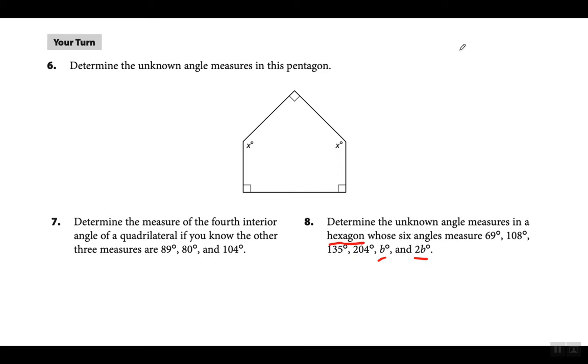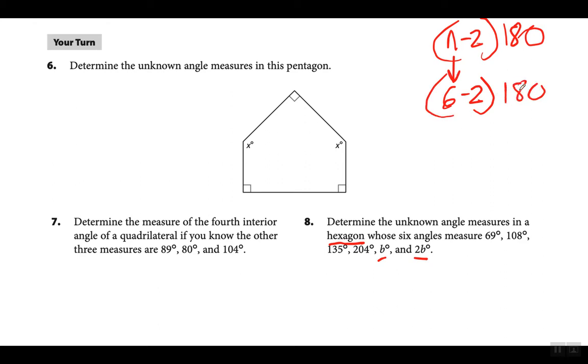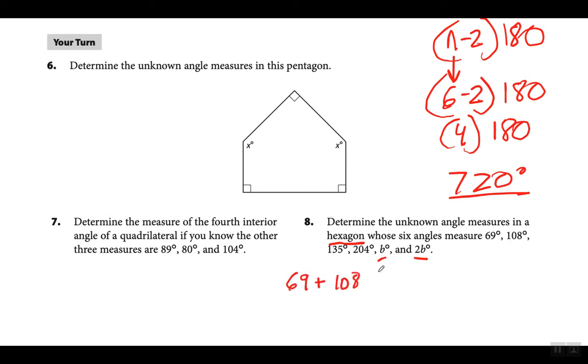Okay, so first of all, let's use this formula. Alright, so a hexagon has 6 sides. Un hexagon tiene 6 lados. So it's going to be 4 times 180. And that's going to give you 720. Alright? Okay, so now I'm going to set up my equation. Ahora voy a hacer mi ecuación. 69 plus 108 plus 135 plus 204 plus b plus 2b.